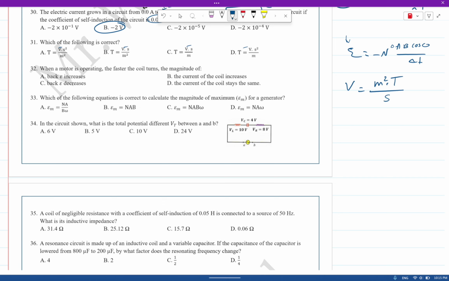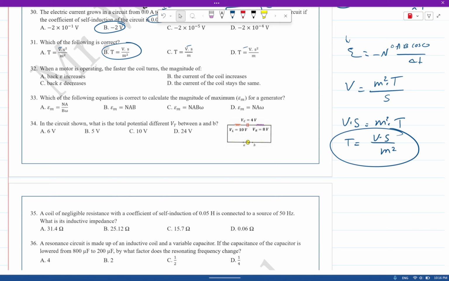So if you cross multiply or make Tesla the subject, we'll get volt second equal to meter squared times Tesla. So make Tesla the subject, that is volt second divided by meter squared. So this is what Tesla is equal to here. Do we have this in the options? Yes, that is option B, volt second divided by meter squared.